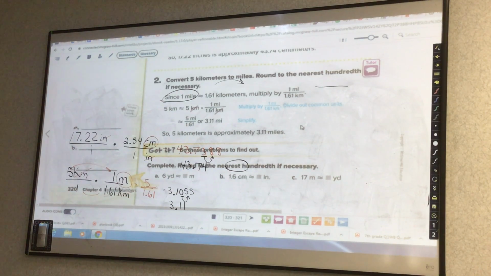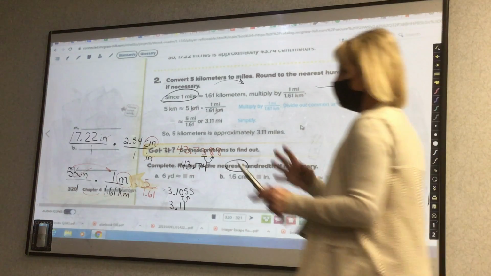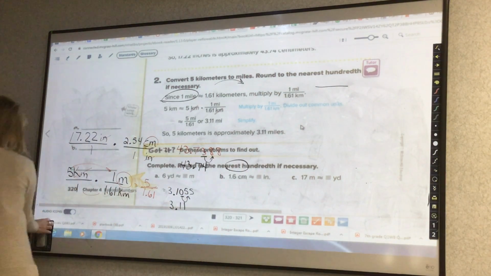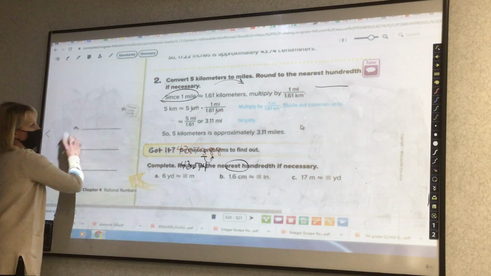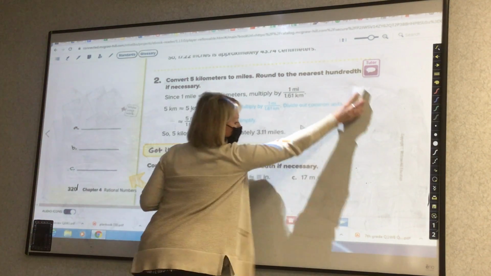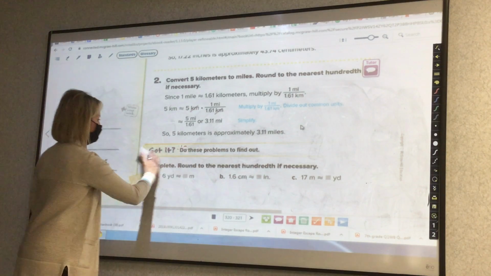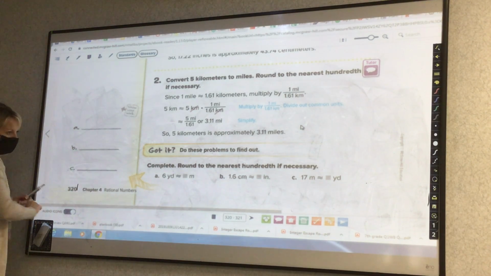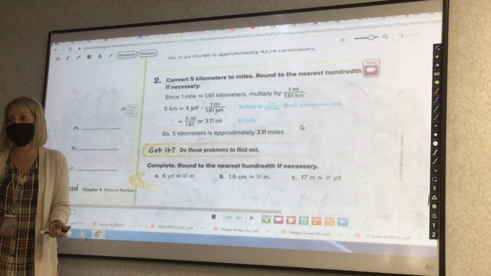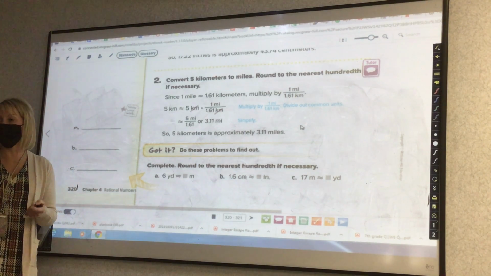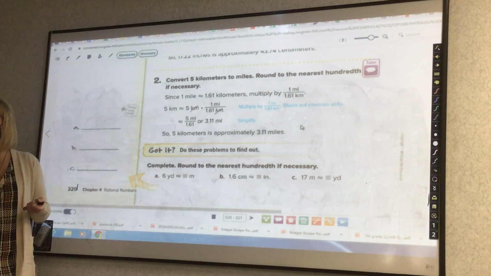Let's do some more examples together. Biggest thing is setting it up. That's the hardest part about this. And you guys are going to be doing a lot of rewriting in this. But the nice thing is you set it up and then you can use your calculator and then it becomes pretty easy. As long as you set it up correctly, you'll get it right.